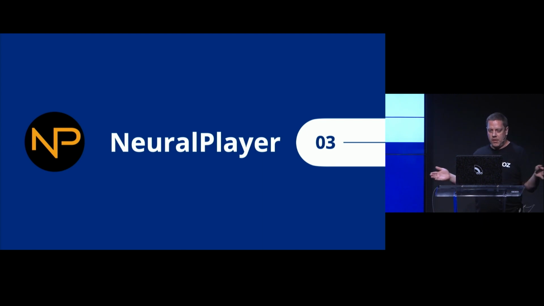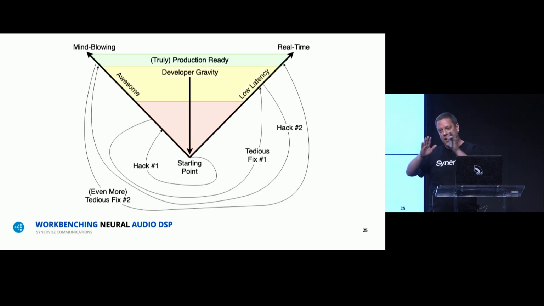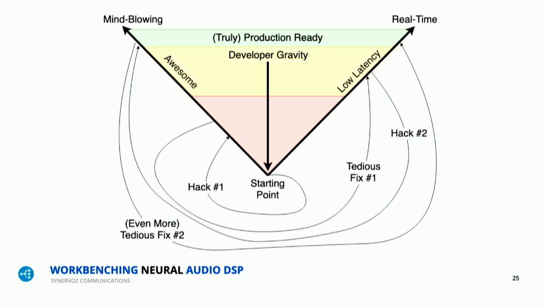Okay, so how do we bring this all together? We built something called Neural Player. This is often the development workflow for a lot of us. This is a cutaway from a 3D model like Development Planet, right? And you're trying to shoot to the moon, and you're fighting developer gravity, right?